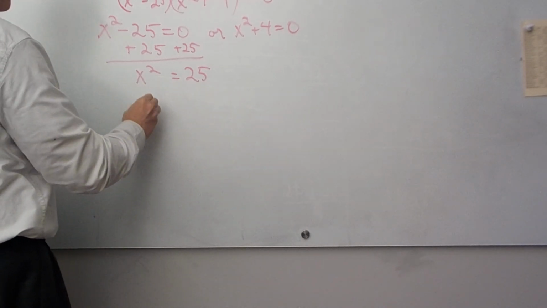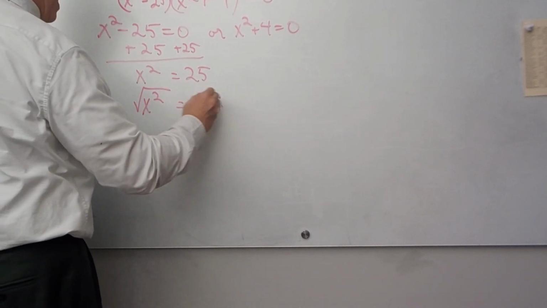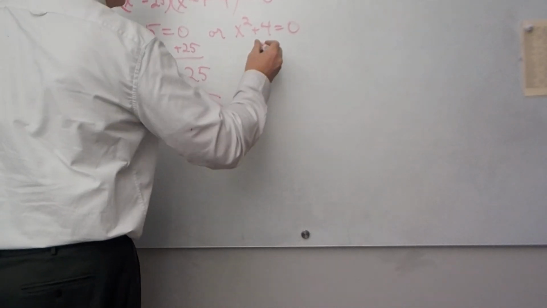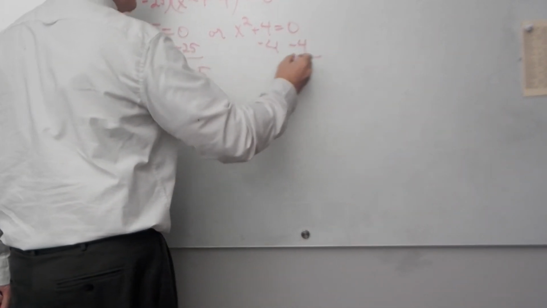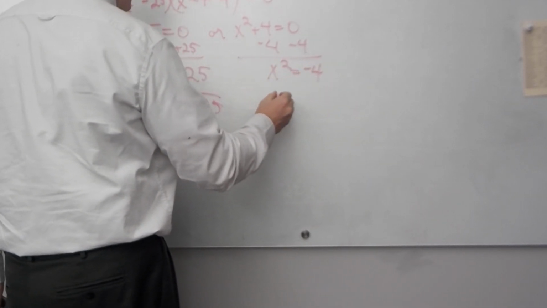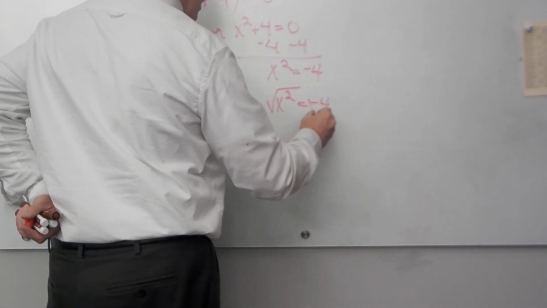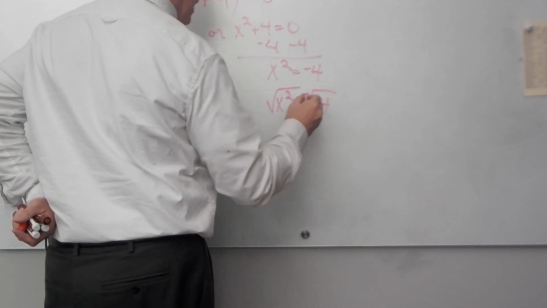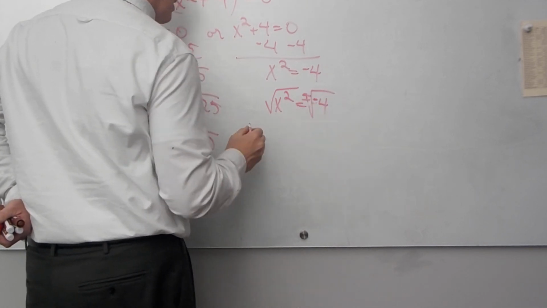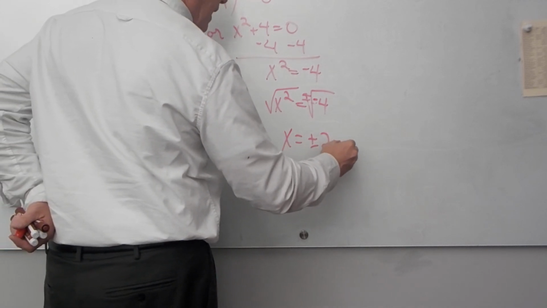When you take the square root and then you've got the positive and negative square root, you get x equals plus or minus 5. Subtract 4, do the same thing over here. I've got x squared equals negative 4. And then I take the positive and negative square root of this side. And x is going to be positive or negative 2i.